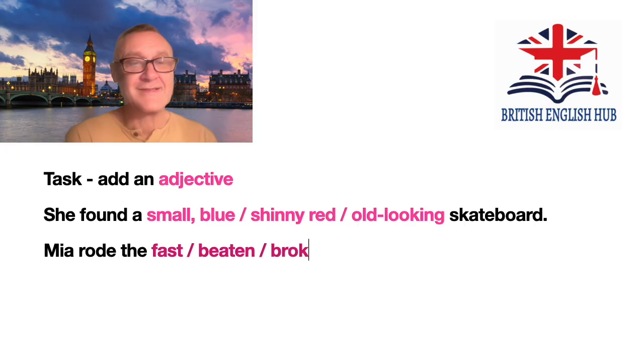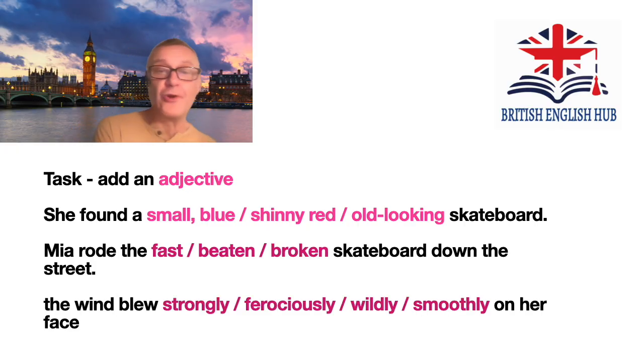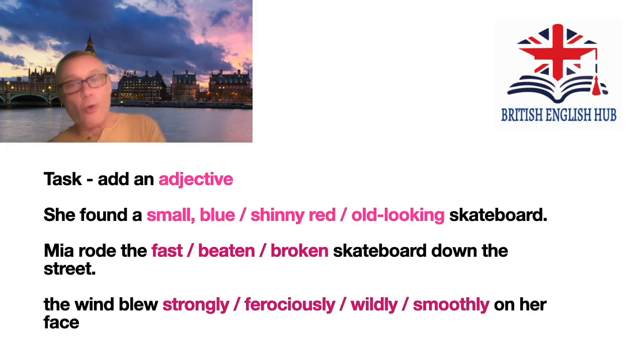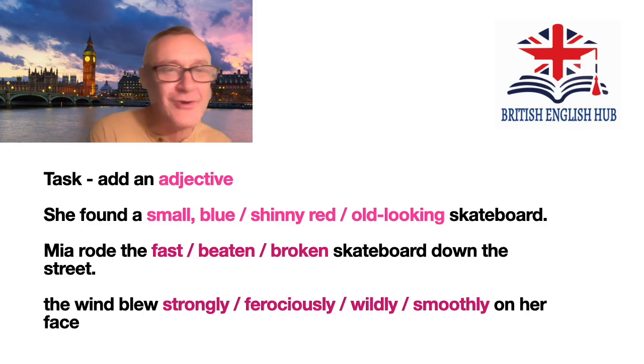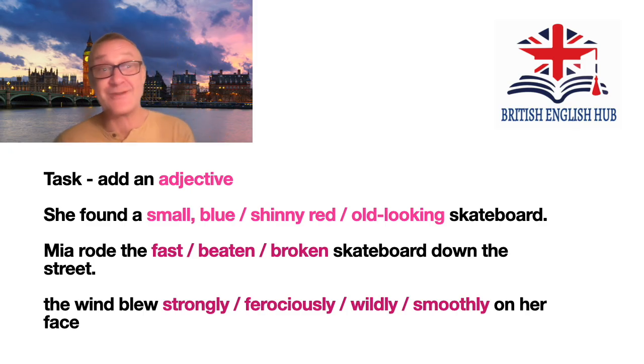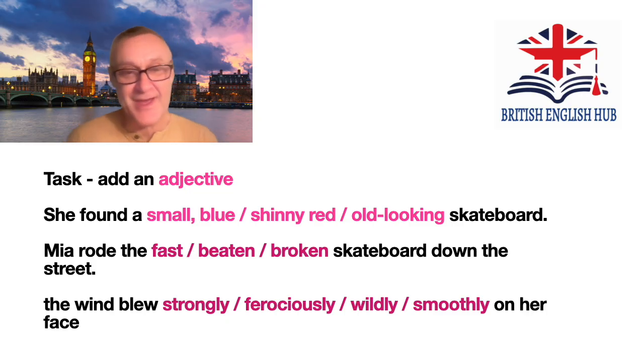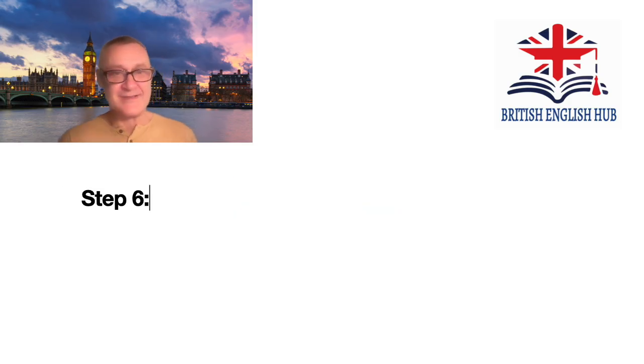Here we go. So she found a small or blue or skinny red or old looking skateboard, whatever you want to choose. There's no right answer. It's down to what you want to describe. Mia rode the fast or beaten or broken skateboard down the street. The wind blew strongly, ferociously, wildly, smoothly on her face. Whatever you want to use, it depends on your narrative or Mia's experience even.